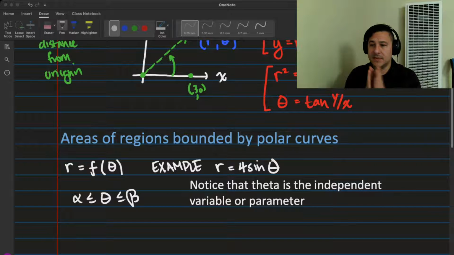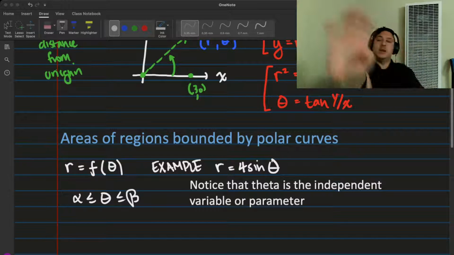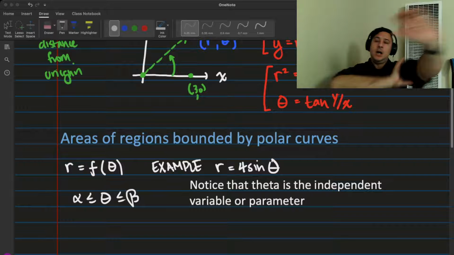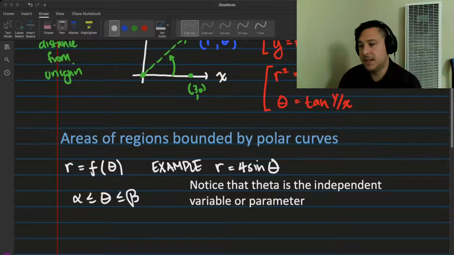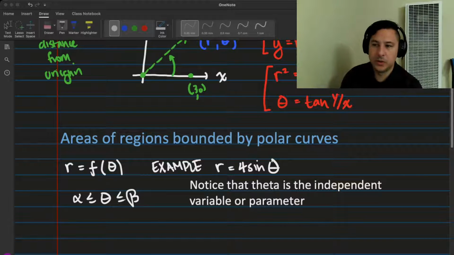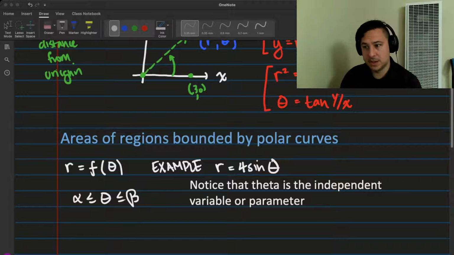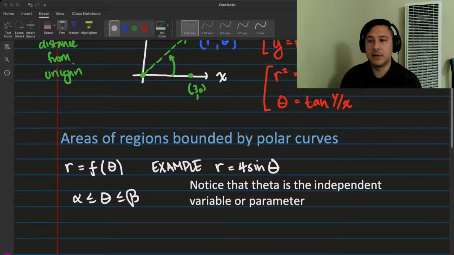Okay, questions so far? Sorry, I'm stretching. How are we feeling? Let's get some reactions. Is this making sense? This should feel very similar to parametric equations, just you're using different variables now. Okay, cool.